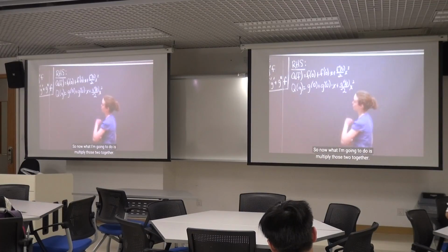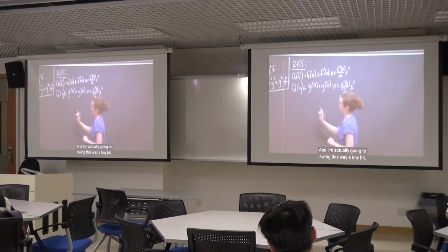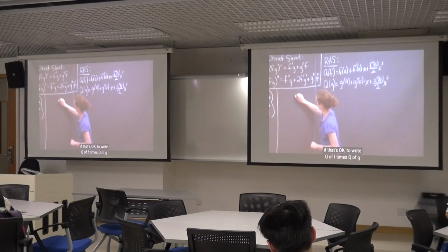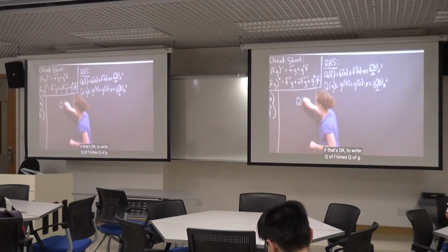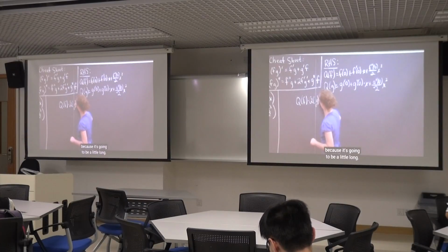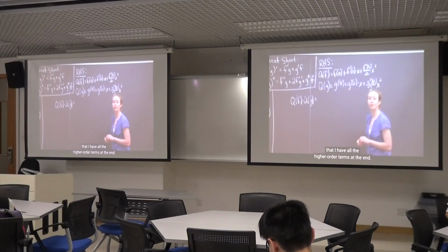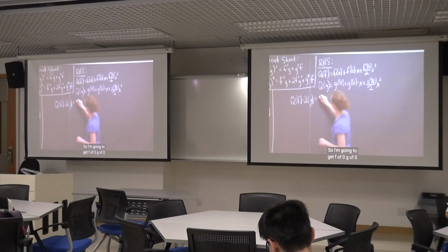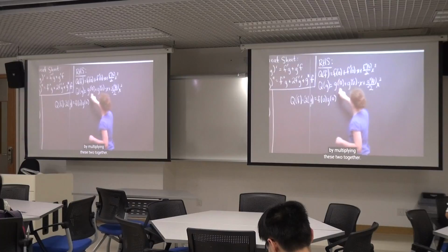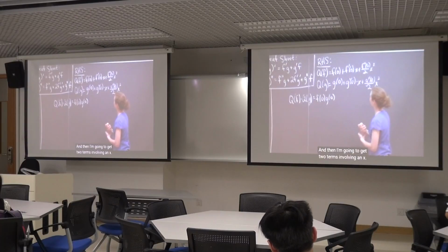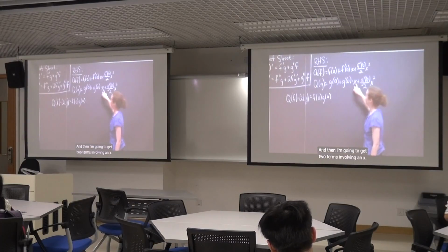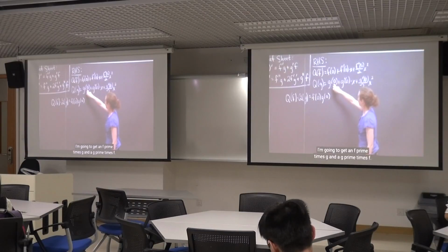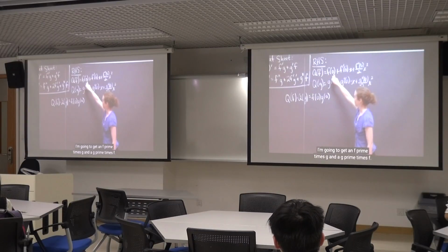So now what I'm going to do is multiply those two together. And I'm actually going to swing this way a tiny bit, if that's okay, to write q of f times q of g, because it's going to be a little long. And I'm going to group them carefully so that I have all the higher order terms at the end. Okay? So I'm going to get f of 0, g of 0, if I'm multiplying these two together. And then I'm going to get two terms involving an x. I'm going to get an f prime times g and a g prime times f.